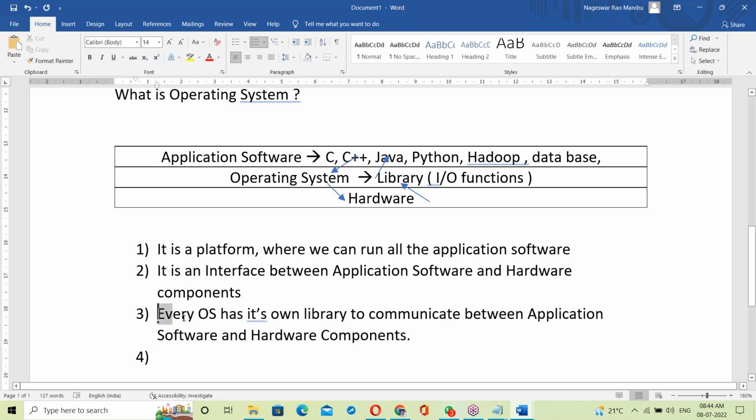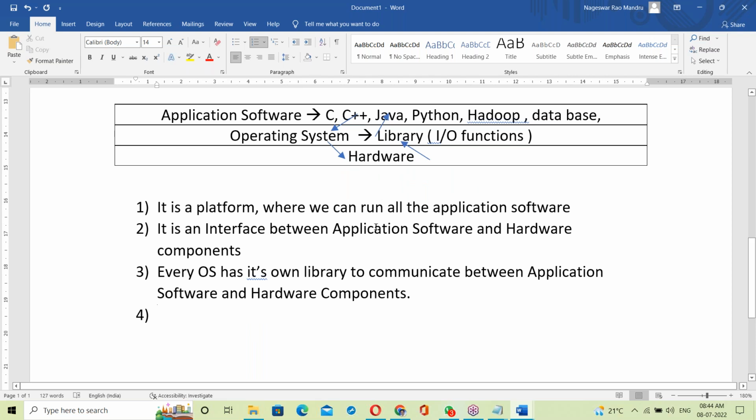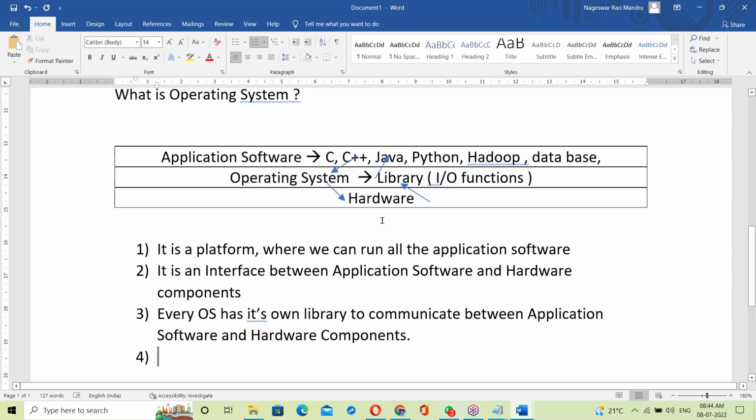So every OS has its own library to communicate between application software and hardware components. That's it. Next, one more important point from the Java perspective.